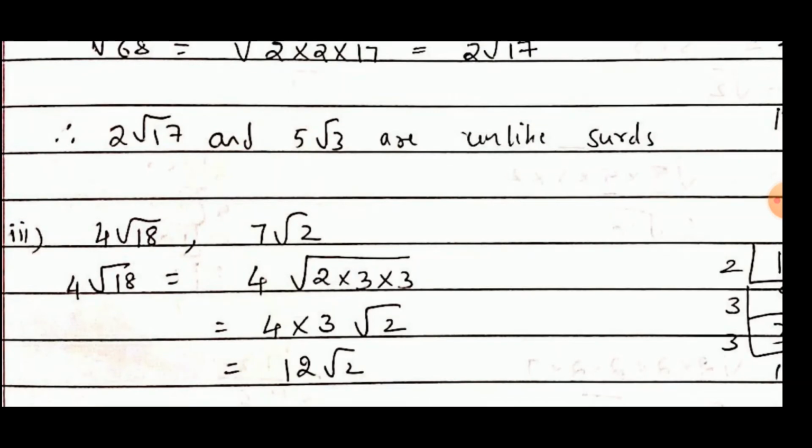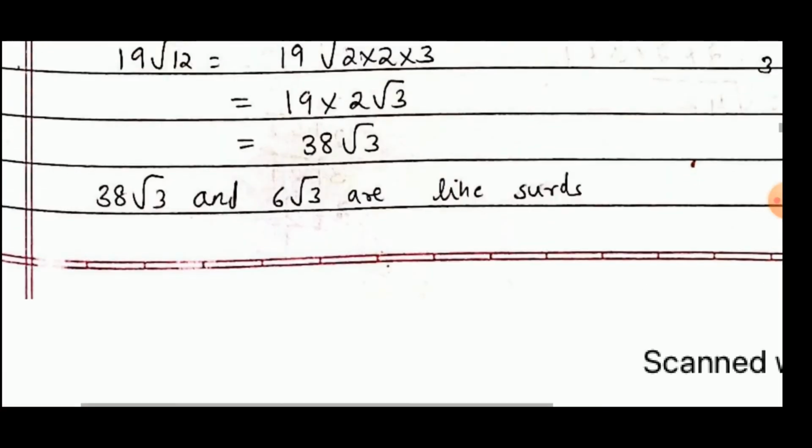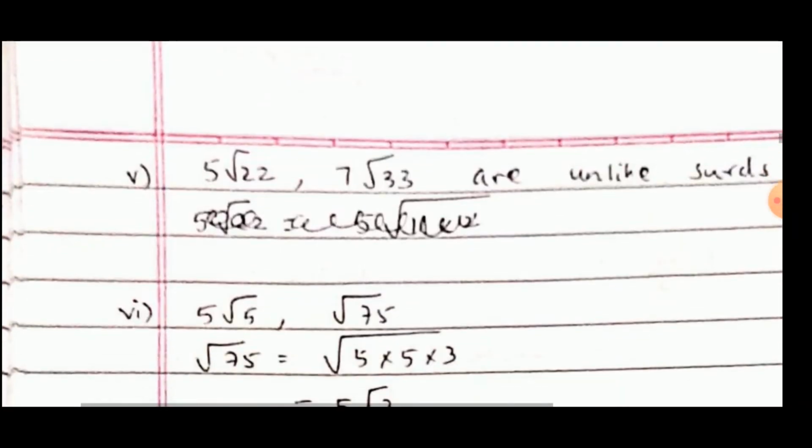Now 4 root 18 and 7 root 2. Now 4 root 18 is equal to 4 into square root of 2 into 3 into 3. So 4 into 3 will come out, root 2, so 12 root 2. So 4 root 18 can be written as 12 root 2 and the second surd is 7 root 2. So here the irrational factor root 2 is same, so they are also like surds. So this way you can do the remaining sums.